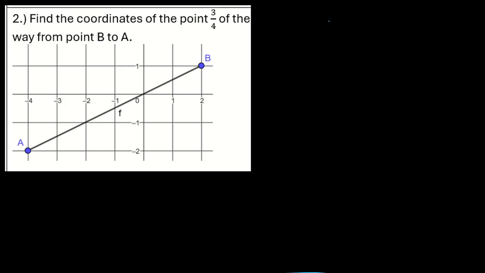Okay, here we have example 2. We want to find the coordinates of the point 3/4 of the way from point B to A. So the first thing you want to do when given a graph as your starting point is you want to label those points. So I know that B is over here at 2, 1, and I know that my A is over here at -4, -2.